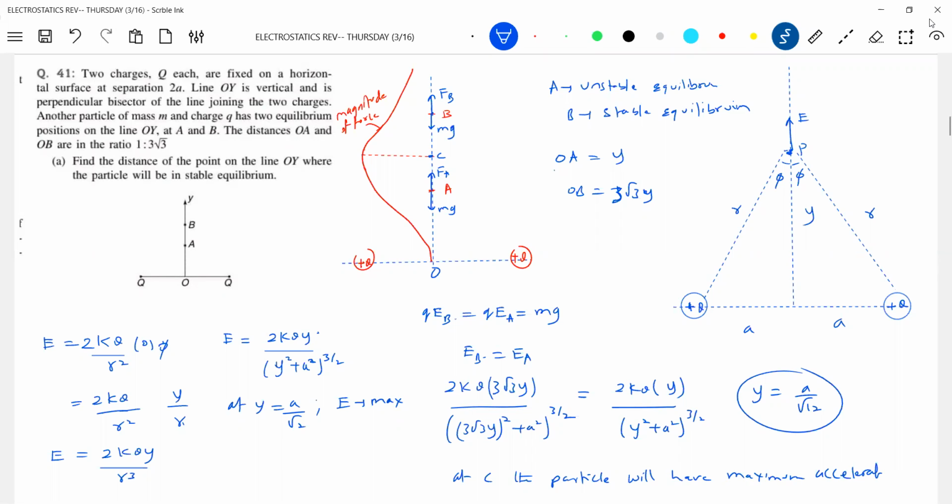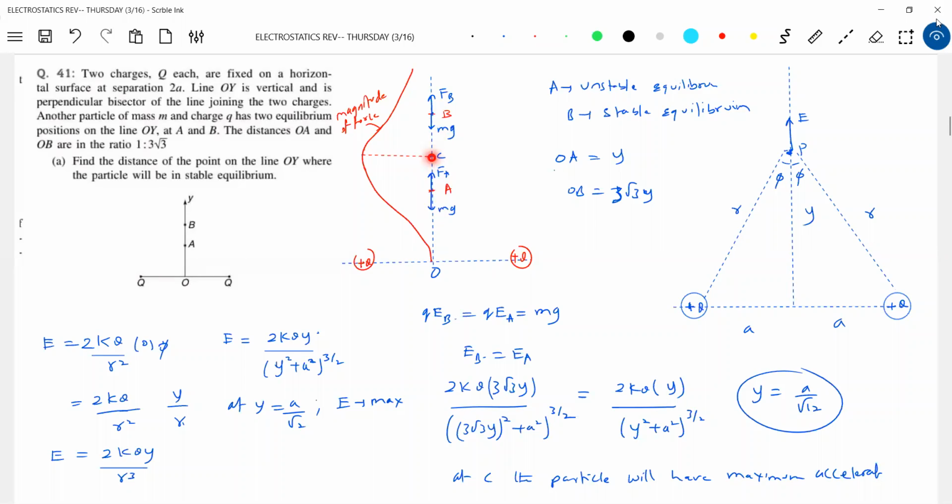And how to calculate that maximum acceleration? Acceleration is equal to, now what about the force? Here it is stable equilibrium, no? So what about the force? Mg minus... what about the electrostatic force here? So Fa is equal to mg, here Fb equal to mg.